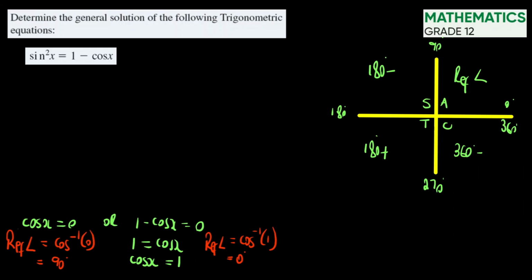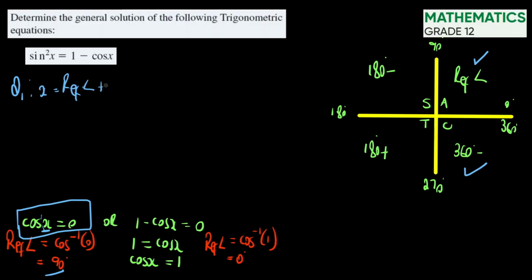So let's first work with cos x equals 0. The reference angle is 90 degrees. So if cos x equals 0, 0 is a positive number, meaning that we're working with cos positive in the first quadrant and the fourth quadrant. So we'll be working with quadrant number 1, where x will be equal to our reference angle plus k times 360 degrees. So our first solution will be 90 degrees, that's our reference angle, plus k times 360.